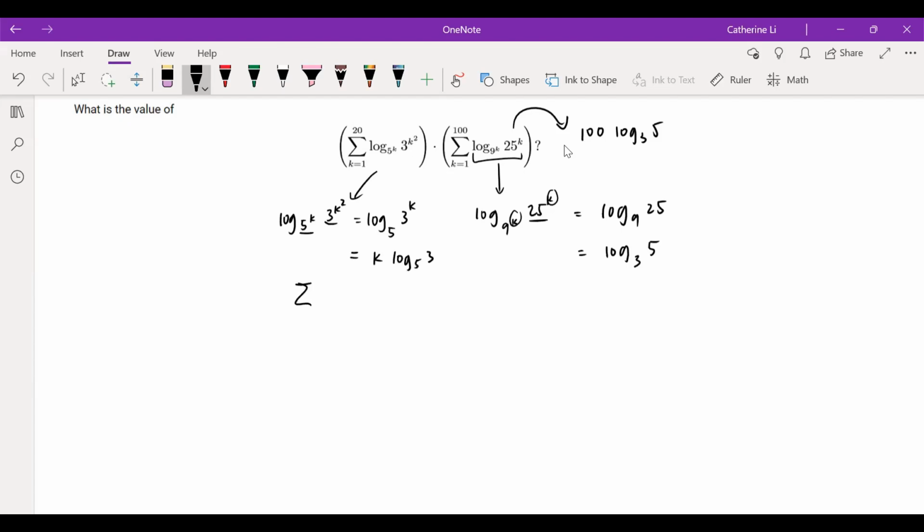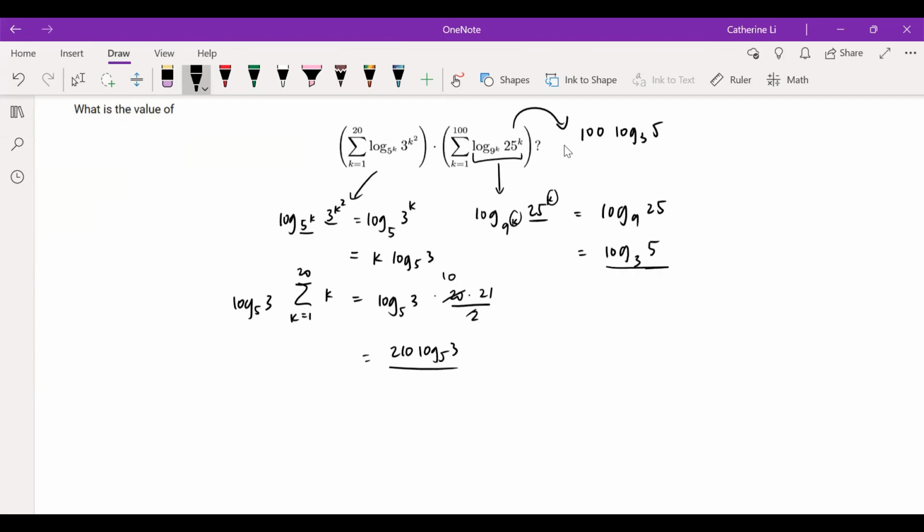So if we're summing this thing over 1 to 20, first of all, we can just take out the constant log base 5 of 3. So we're just summing 1 plus 2 plus all the way to 20 times log base 5 of 3. And the formula for that is 20 times 21 over 2. So this is 210 times log base 5 of 3.